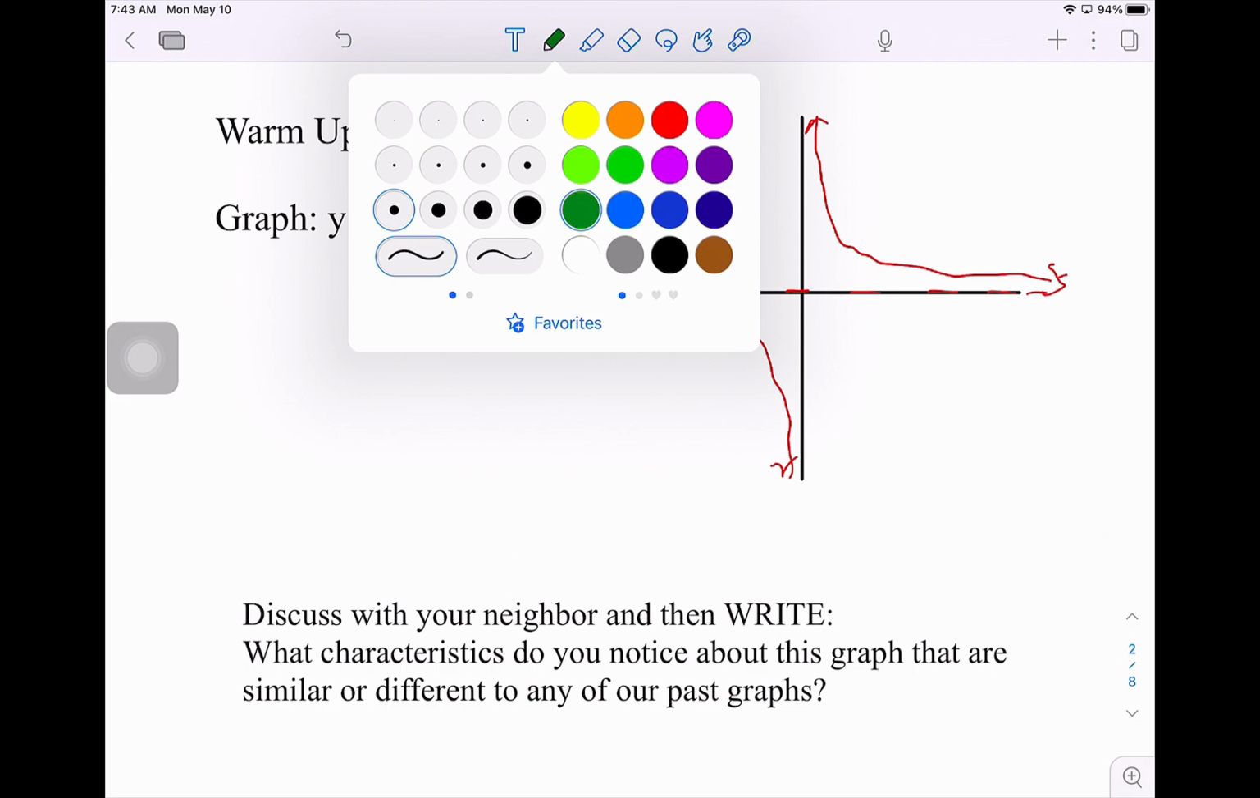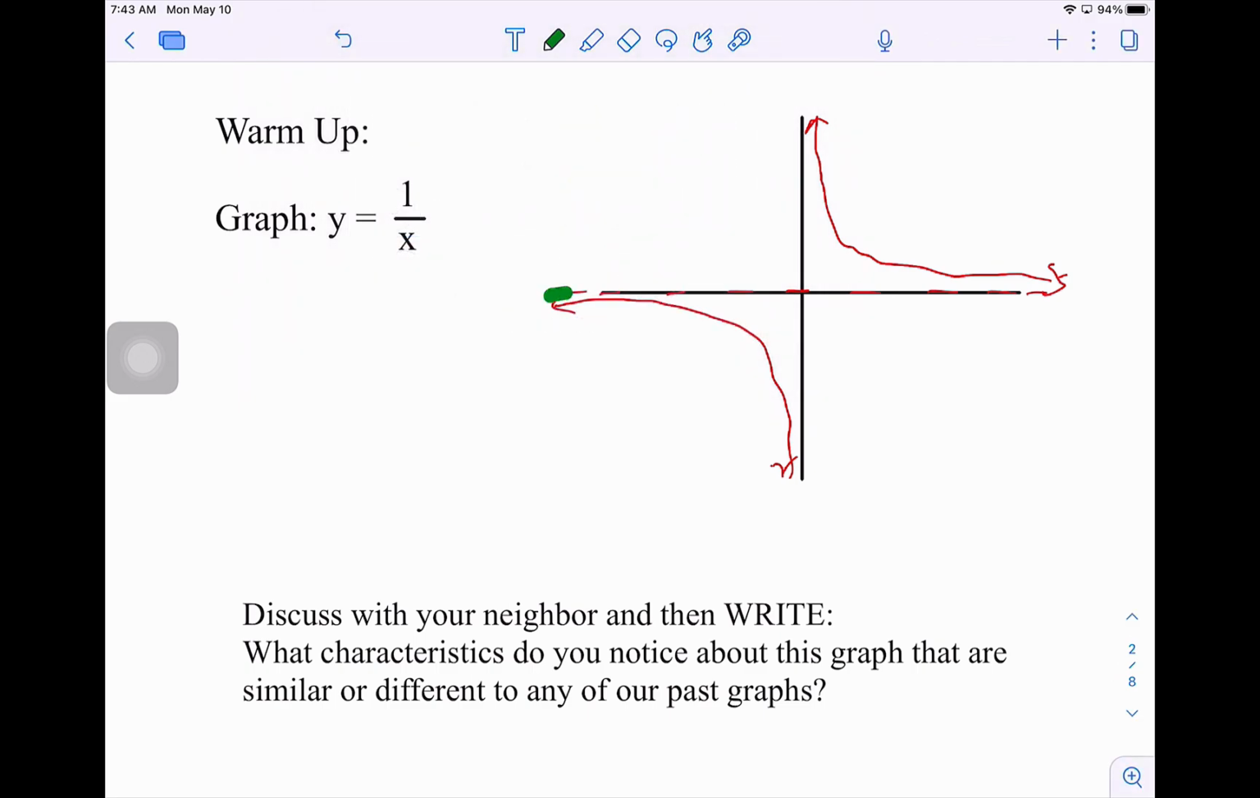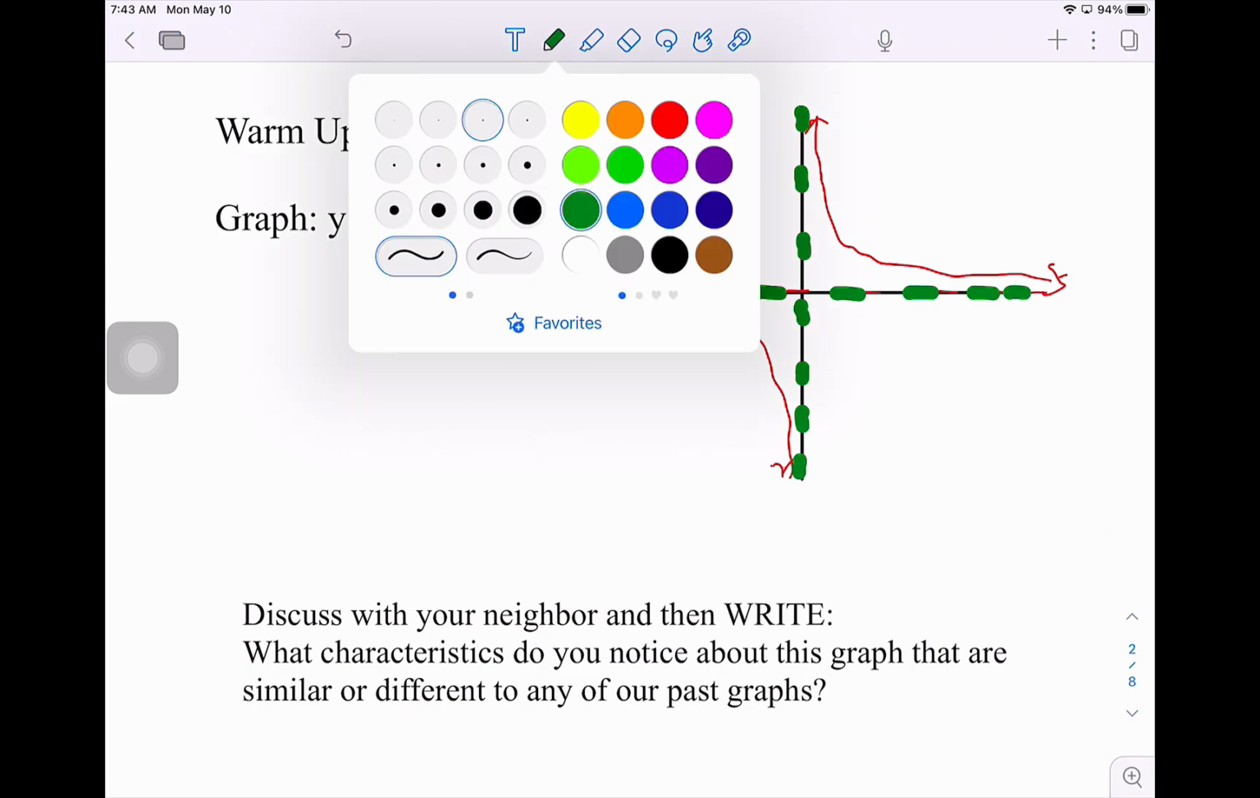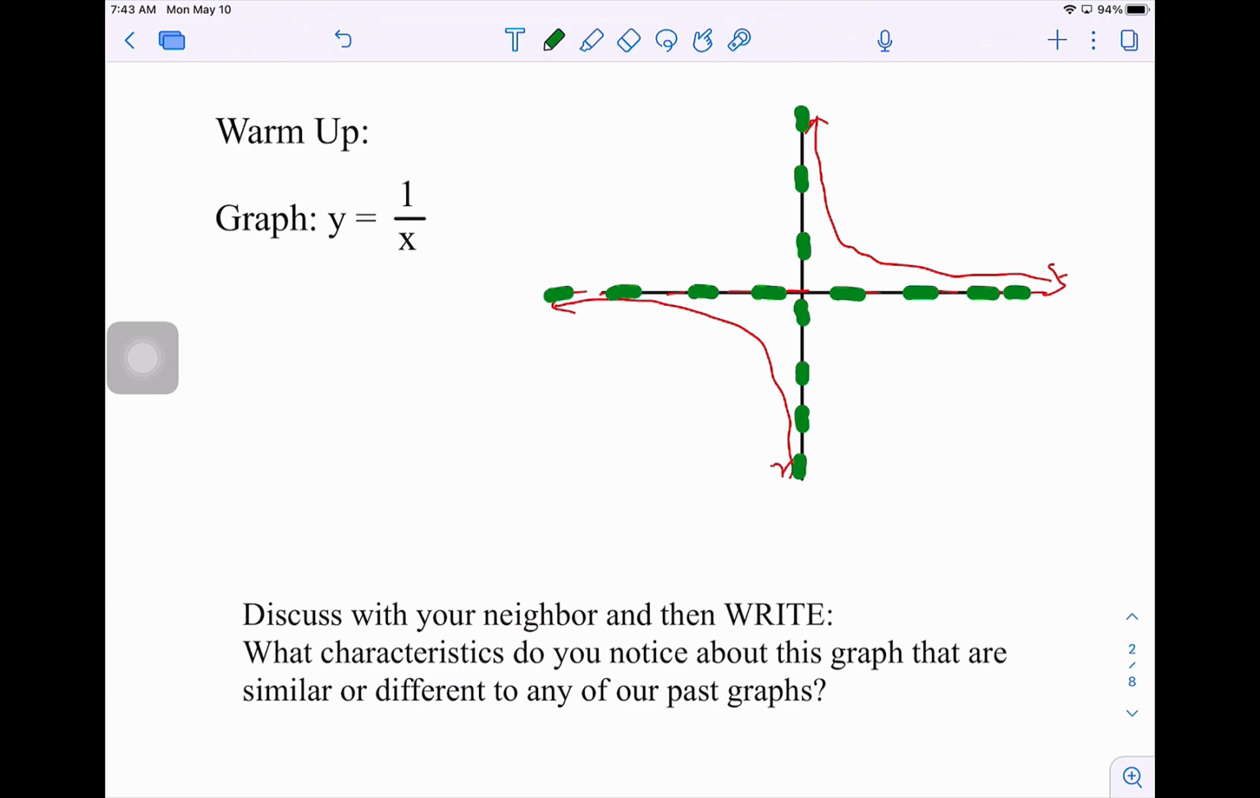And if you take a look, like I had said, there is a horizontal asymptote here. I'm going to make it bigger so that you can see it. And it turns out, remember we said x cannot equal 0 because we can't divide by 0? Turns out there's actually a vertical asymptote at x equals 0 as well. So there's both a horizontal and a vertical asymptote in this case. Down below, when I said to discuss what characteristics you notice, those are some of the characteristics that I want you to notice. Those are 2 of the key features we're going to talk about.